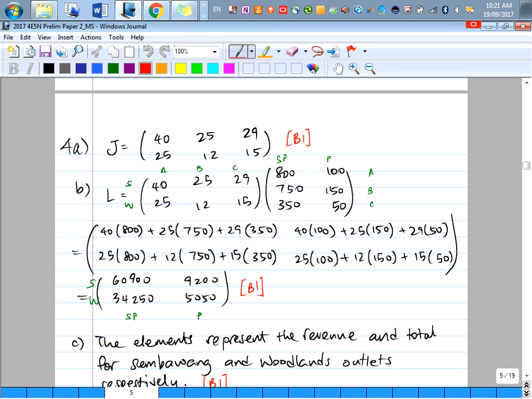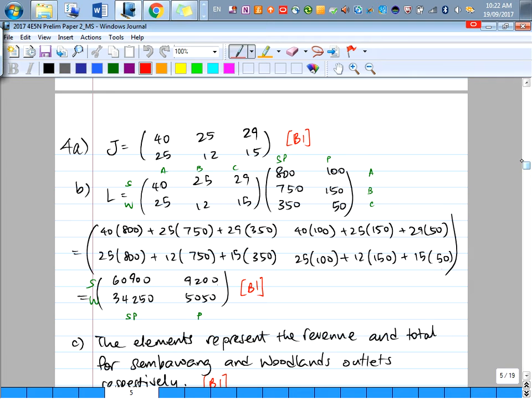Question 4, matrix question. Part A, no problem. Just copying down the numbers only. Okay, part B, evaluating, it's a matrix multiplication. Most of you got it correct. Those who got it wrong, mostly due to careless mistakes. So practice. Part C, okay.